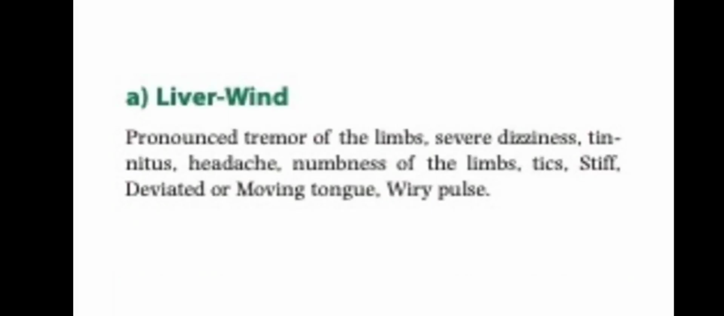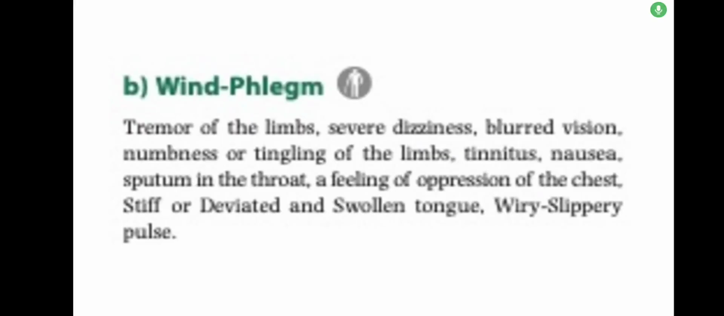For liver wind, there will be a pronounced tremor of the limbs, severe dizziness, tinnitus, headache, numbness of the limbs, tics, stiff, deviated or moving tongue, and the pulse will be wiry. If it is due to wind phlegm, there will be tremor of the limbs, severe dizziness, blurred vision, numbness or tingling of the limbs, tinnitus, nausea, sputum in the throat, a feeling of oppression of the chest, stiff or deviated and swollen tongue, and a pulse that is wiry and slippery.